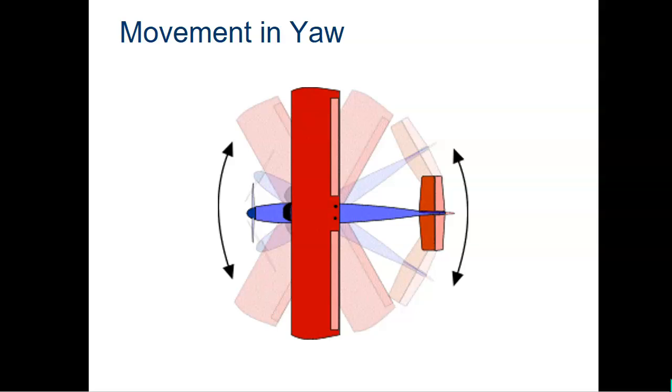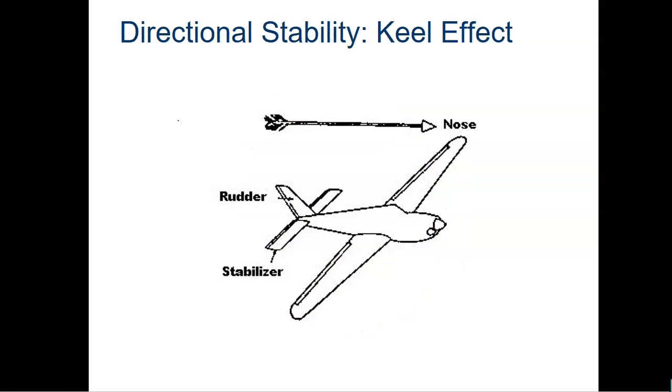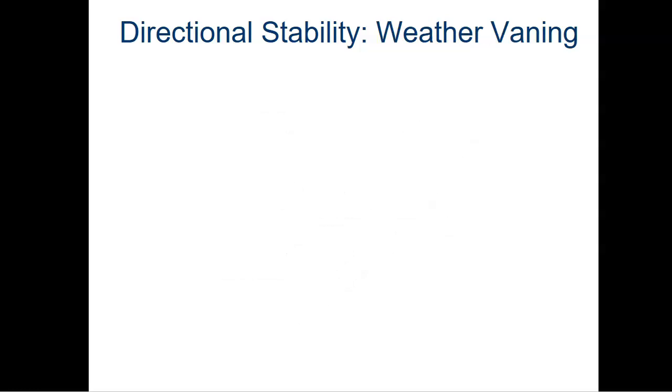Let's talk about movement in yaw. One of the things we need to think about is the keel effect, and this diagram really doesn't help because it just says, hey, look at this arrow and look at this airplane. So an arrow flies because it has drag at the back and a heavy pointy nose, and it flies in a straight line where the tail is always behind the nose.